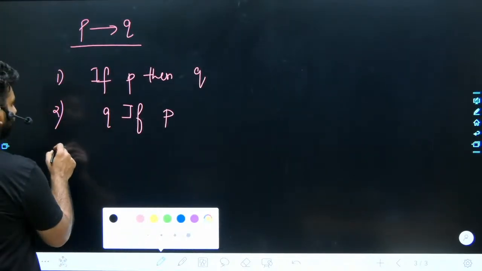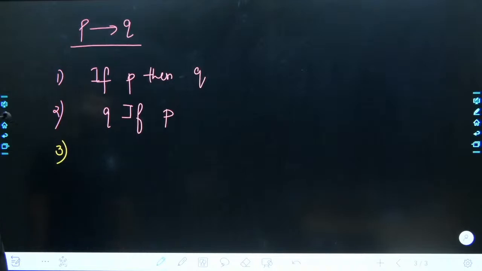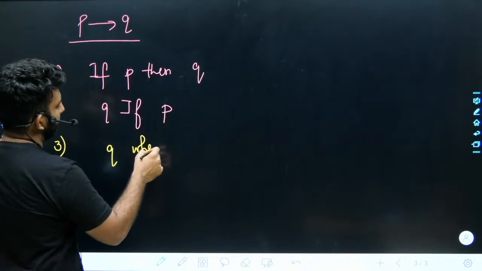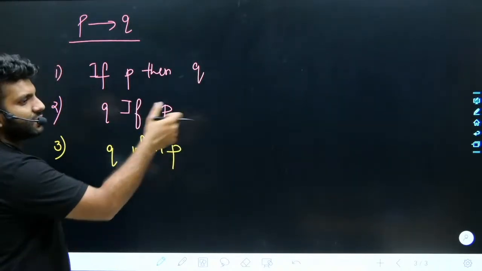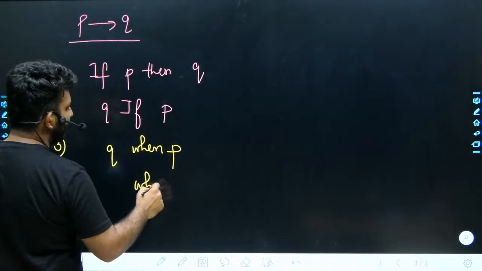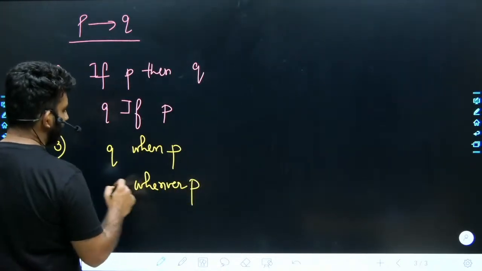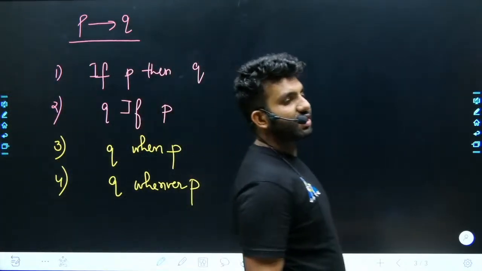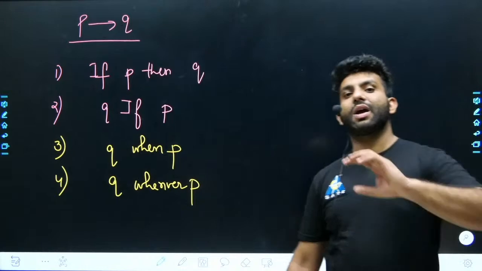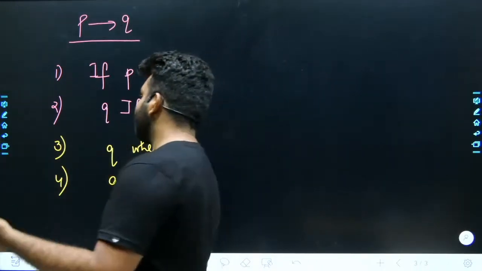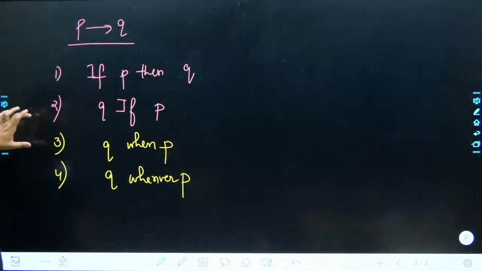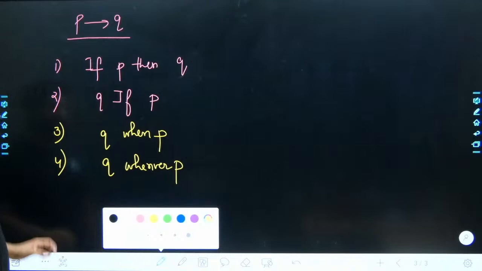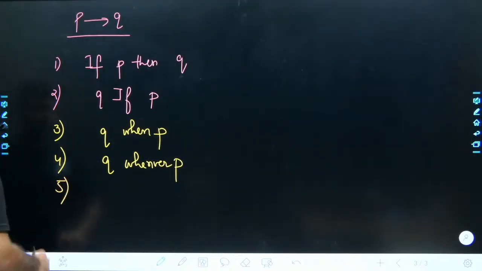What else do we have? We can also write it as Q when P. This will happen when this happens, or whenever P. Whenever P. All these things represent one and the same thing. I'll be doing some English translations as well, and then you'll be able to realize how it actually works, how it actually gives me the output. Okay, for this one, Q whenever P. I'll be taking the examples as well.